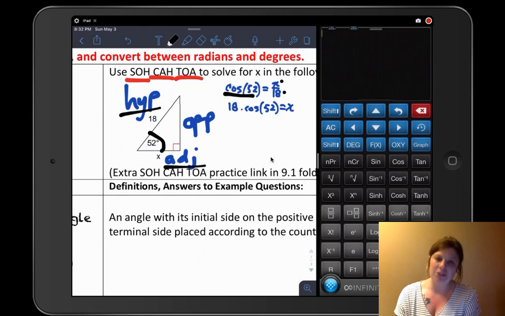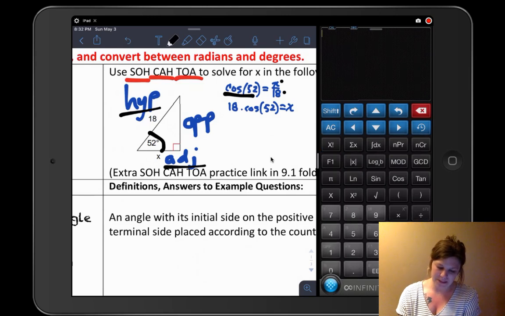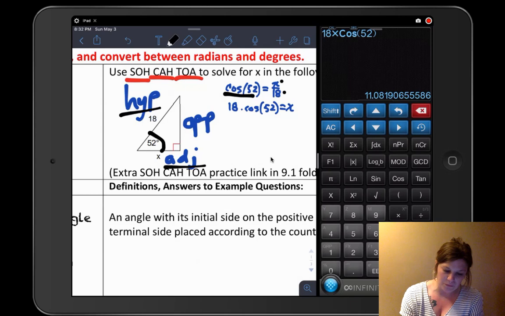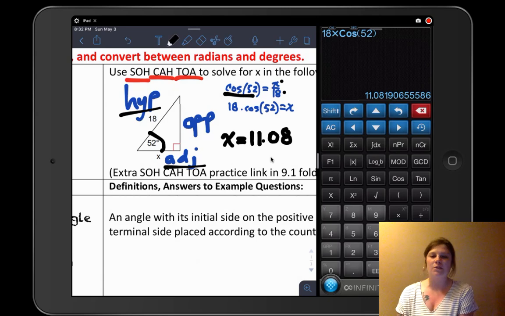So you want to make sure that you're in degree mode because your angles are being given to you in degrees right now. So we have pretty simply 18 times cosine of 52. And that's 11.08. And we usually round to the nearest hundredth. So 11.08 is our final answer. And we don't have units, so we're just saying 11.08 for our final answer.